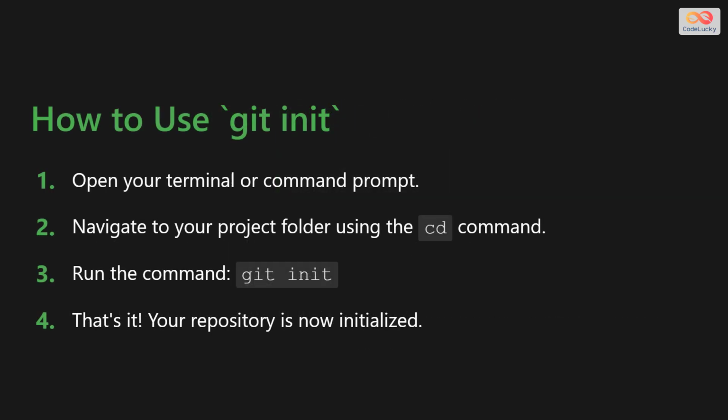Using the command is simple. First, you open your terminal. Second, you navigate into your project's main folder. Third, you type git init and press enter. That's all it takes to initialize a repository.